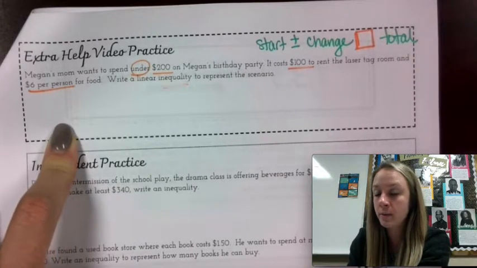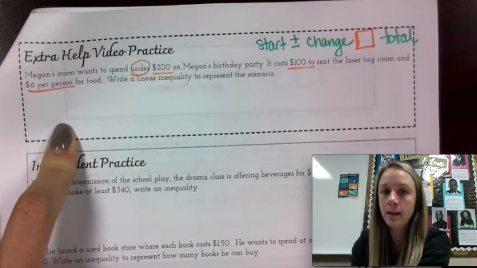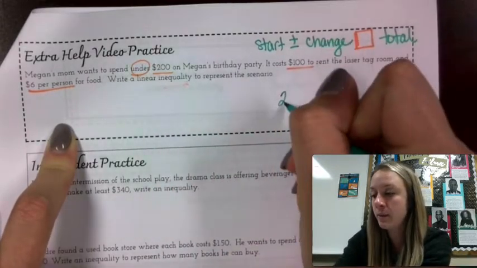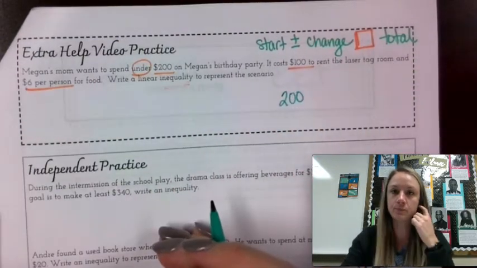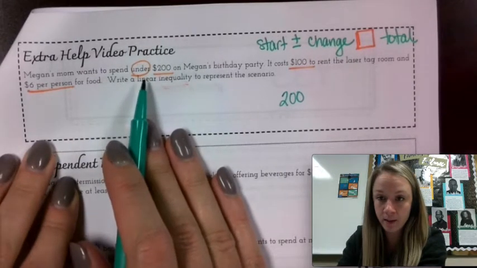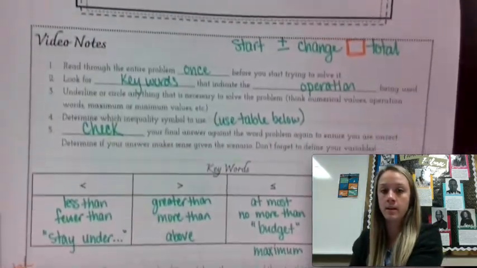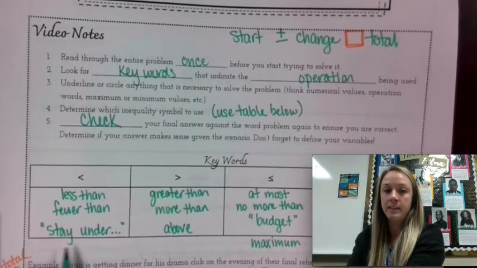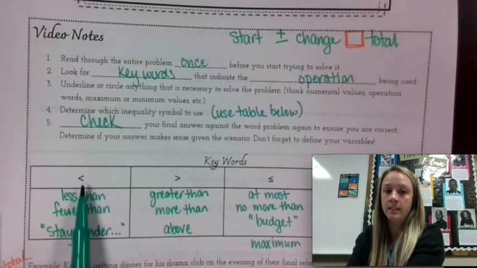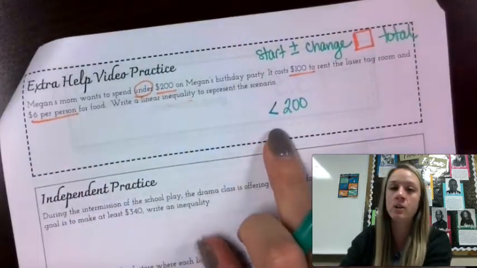So I'm going to start with my total. So my total is going to be like the end amount, and that's going to be the $200. So I'm going to put that on the end. And if I want to be under $200, I could know what inequality symbol that is, or I could flip back here, and the stay under is part of the less than. So if I want to be under a certain amount, I want to be less than that amount. So I want to be less than $200.